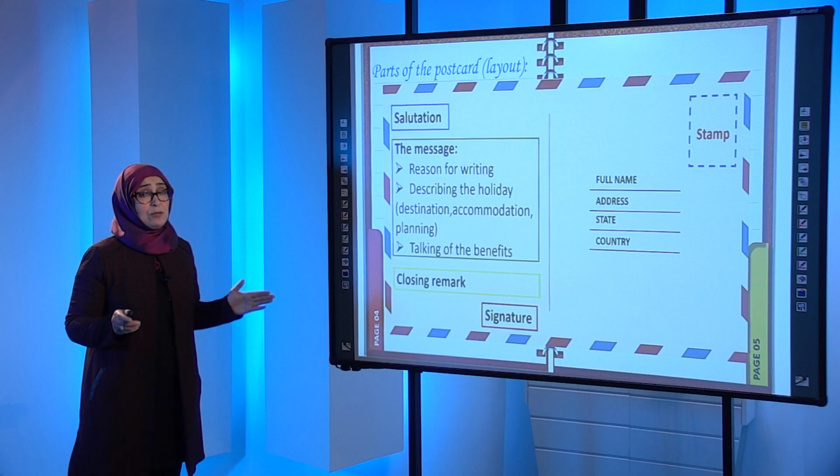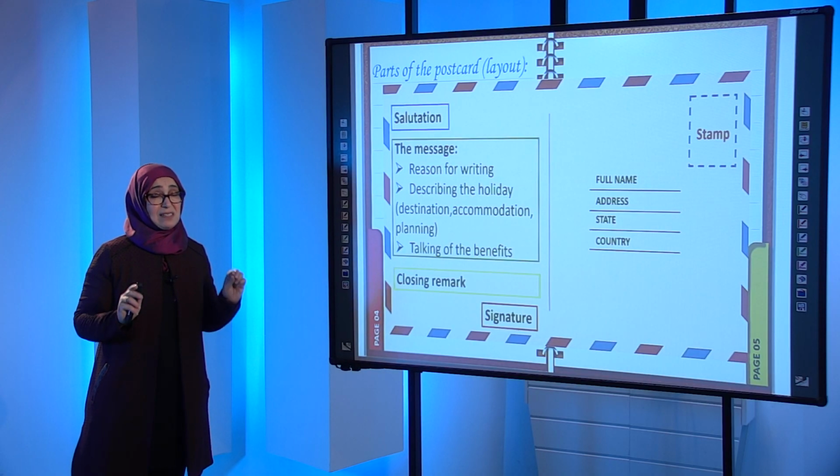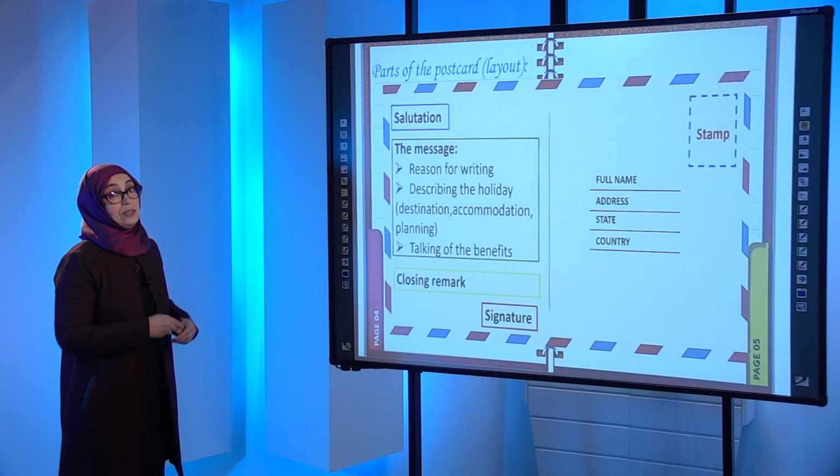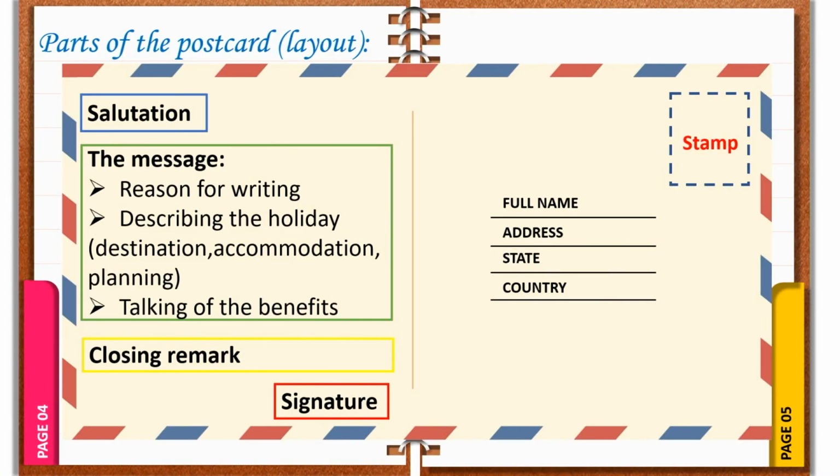Now, a postcard has a specific layout. Let's see which parts should be in a postcard. Of course, it starts with the salutation, then the message. Here the message will include the reason for writing, describing the holiday, the destination, the accommodation, the planning, and then she will talk about the benefits. She finishes her message with a closing remark and then the signature.